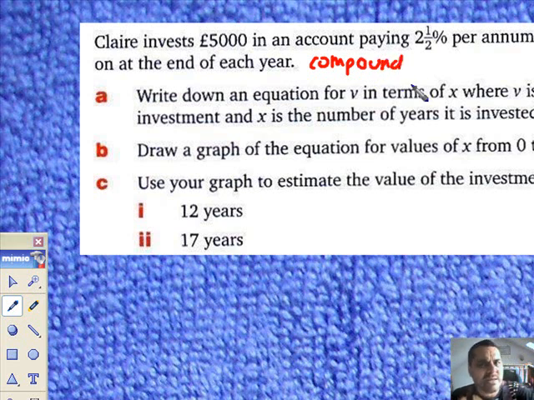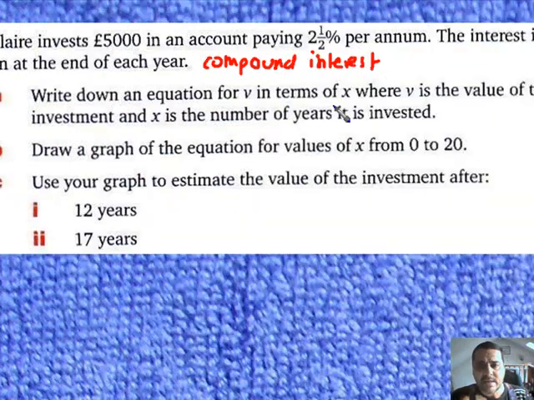What's this got to do with exponential functions? We're going to see in a minute. So this compound interest, you don't take your money out, just add a bit on every time, each year, an extra 2.5% here and there. Write down an equation for V in terms of X, where V is the value of her investment. That means her original £5,000 plus her accrued interest, and X is the number of years it is invested.